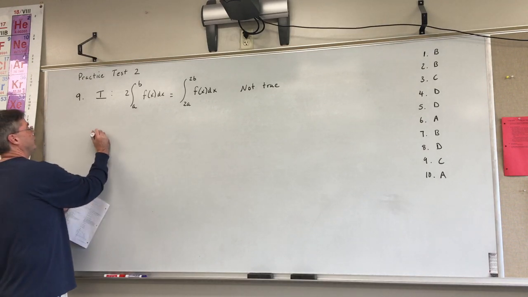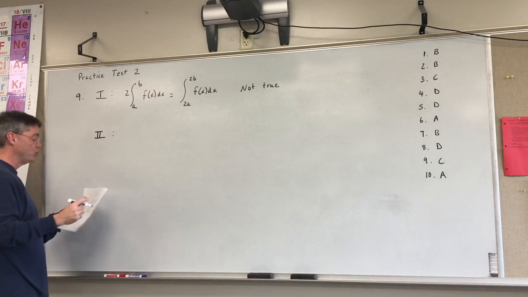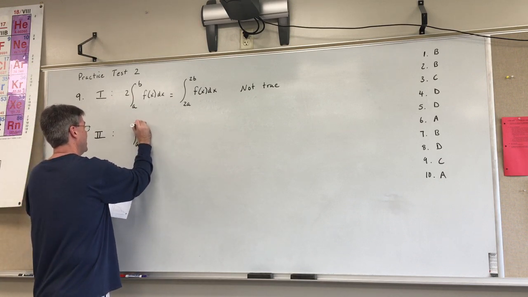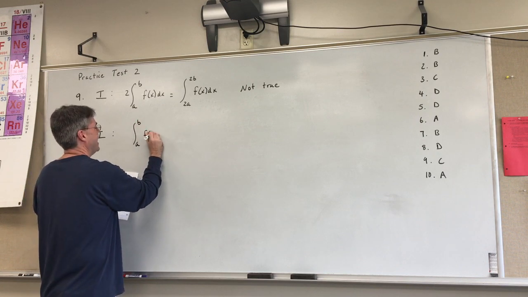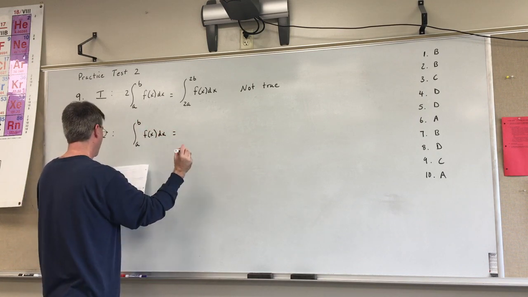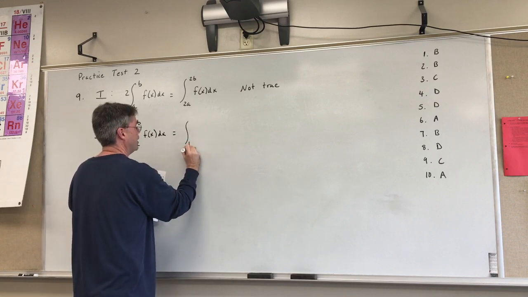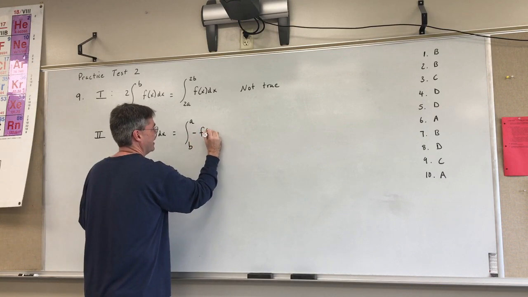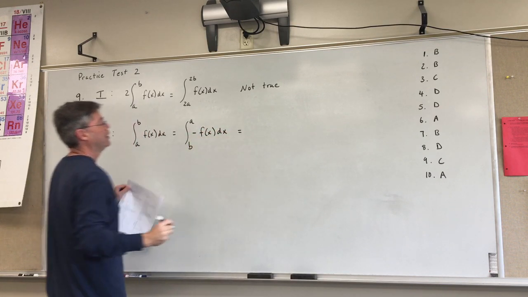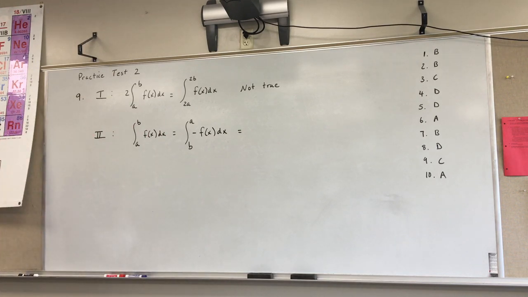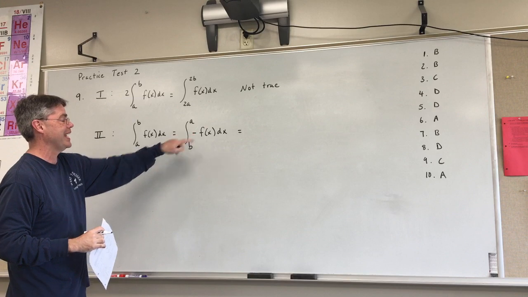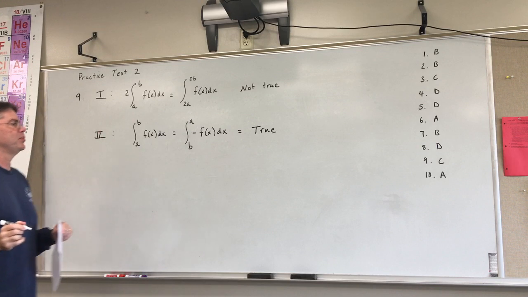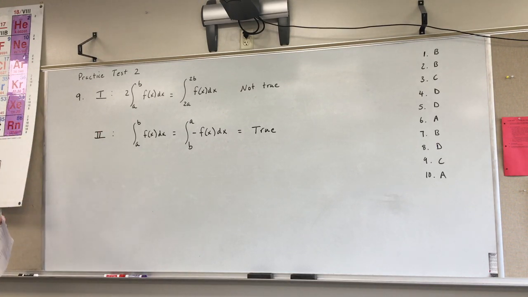All right, let's look at part 2. So what you're looking for are ones that you know are true, that you have had to use before. So it says the integral from a to b of f of x dx, is that equal to the integral from b to a of minus f of x dx? And we've worked a couple of these before. That one is absolutely true. If you flip the limits of integration, it negates the function. So that part is true.